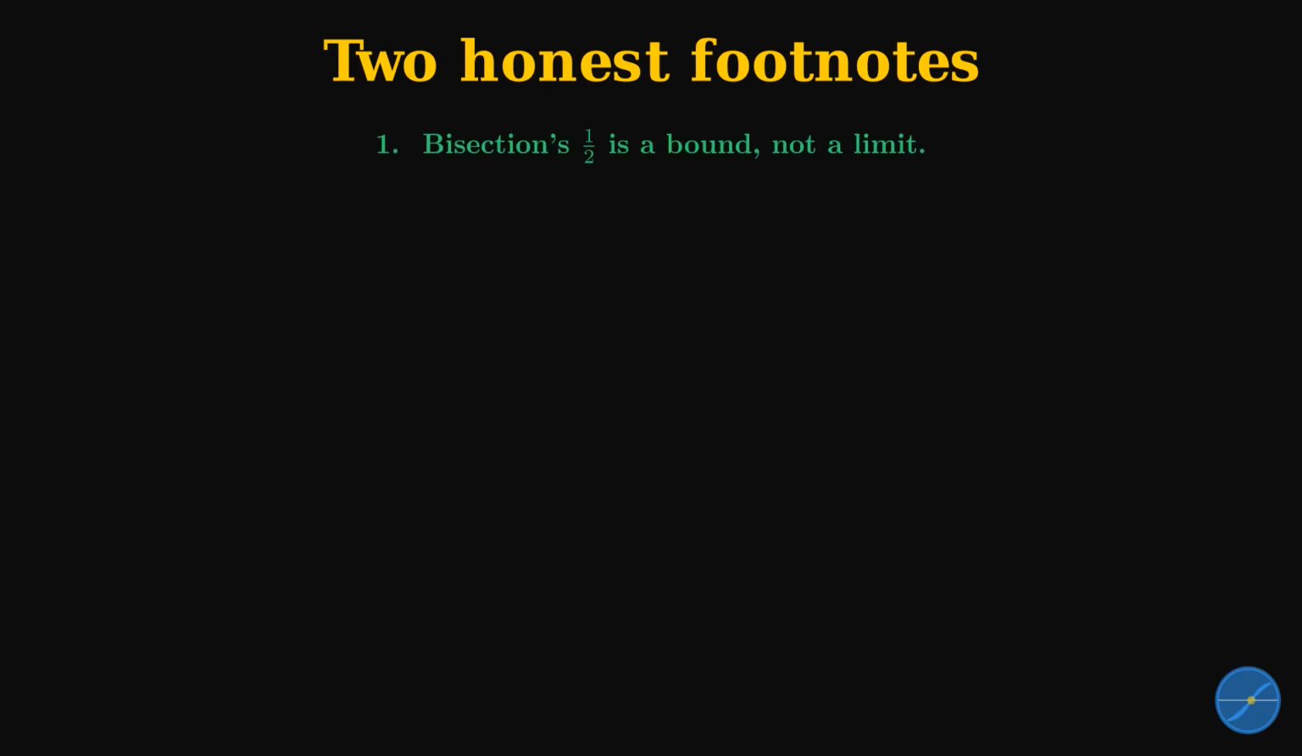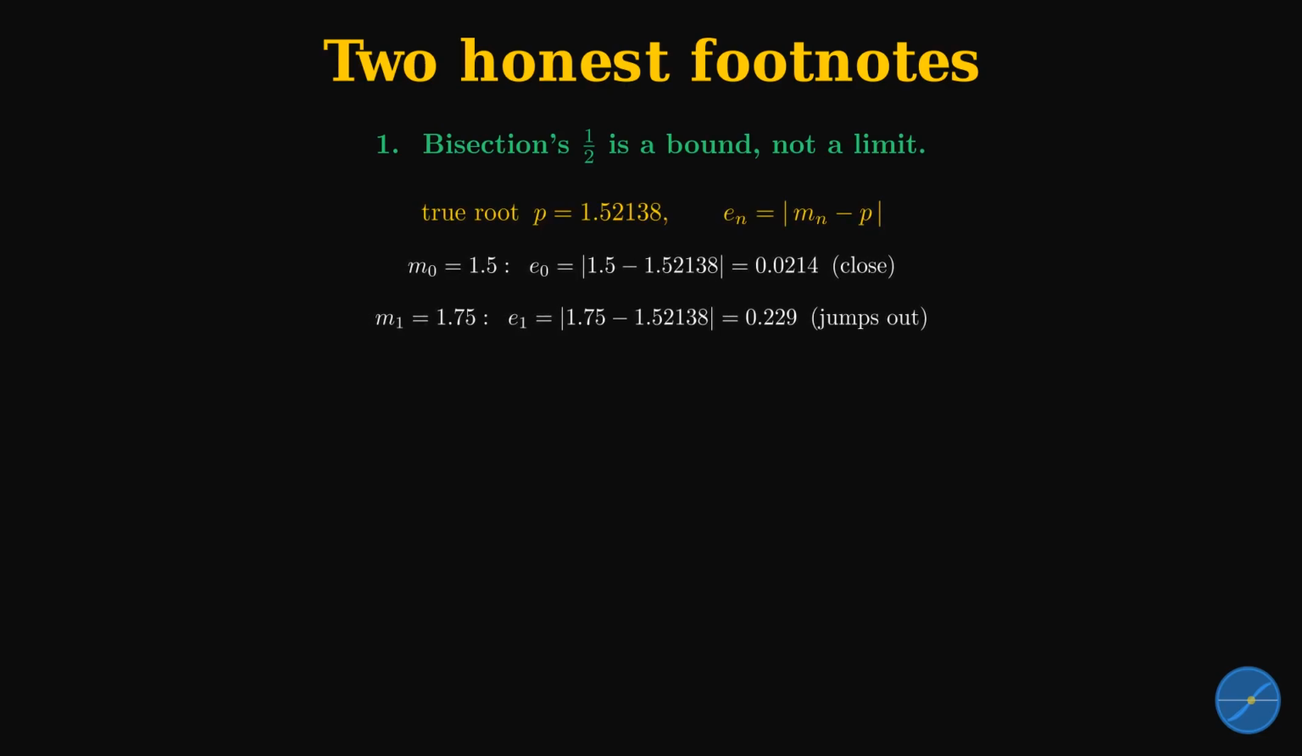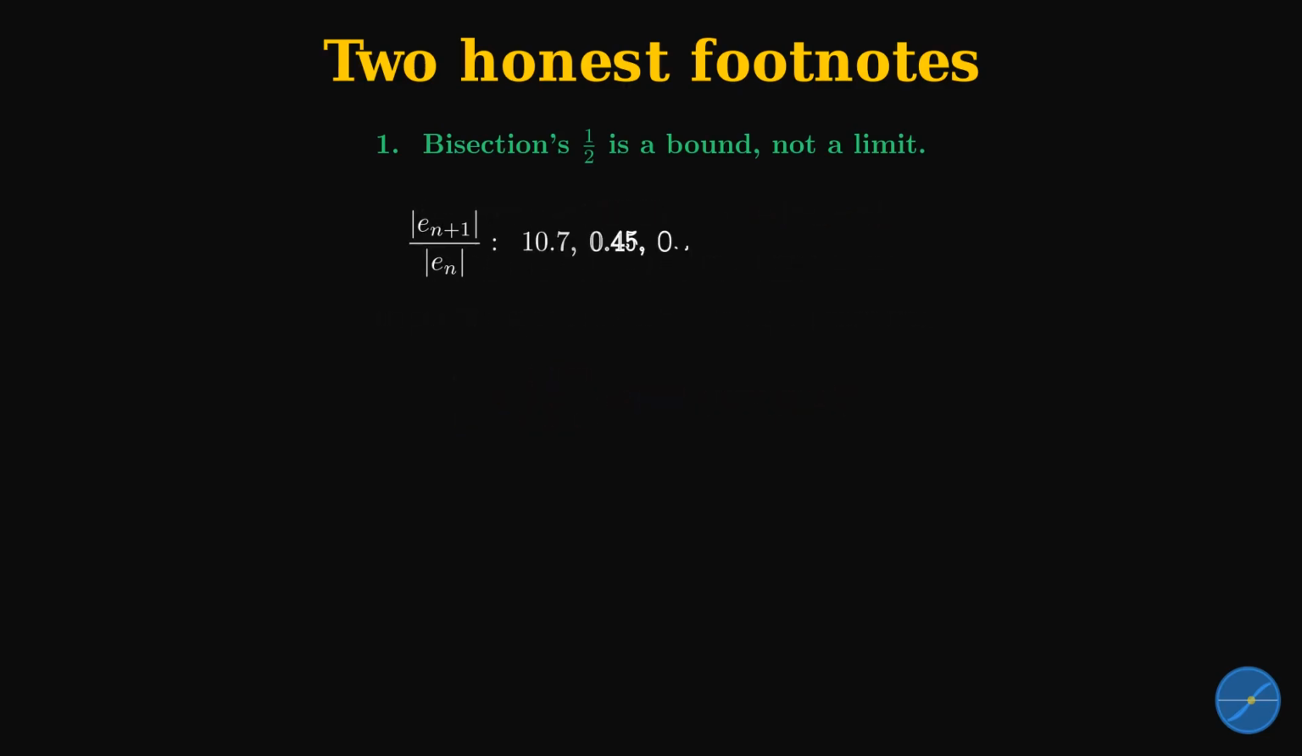First, bisection, its one half is a bound, not a limit. Measure the error from the true root. The midpoint lands close by luck, then jumps away. So the error even grows. The ratio hits 10.7. Across all steps it bounces 10.7, then 0.45, 0.40, never settling. What's guaranteed is the bound. The bracket halves cleanly every step.